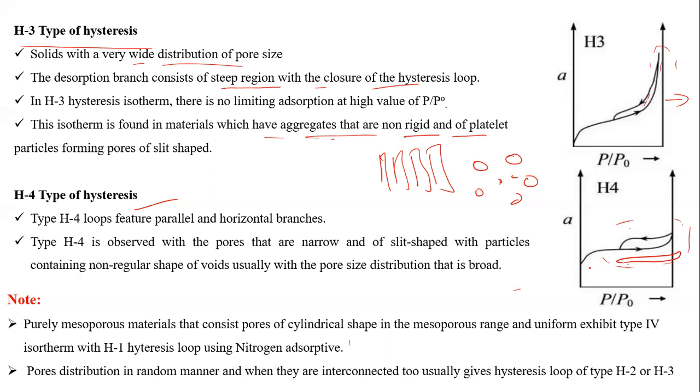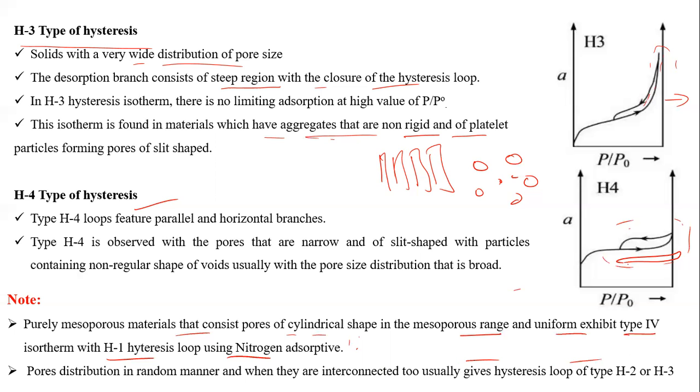So in conclusion, we can say purely mesoporous material that consists of pores of cylindrical shape in the mesoporous range and uniform exhibit type 4 isotherms with H1 hysteresis loop using nitrogen adsorptive. Pore size distribution in a random manner, and when they are interconnected, usually give hysteresis loop H2 or H3. So this is how we have different kinds of hysteresis loops and isotherms, and these isotherms and hysteresis loops are very specific depending upon the nature of the material. So these are the reference for us.